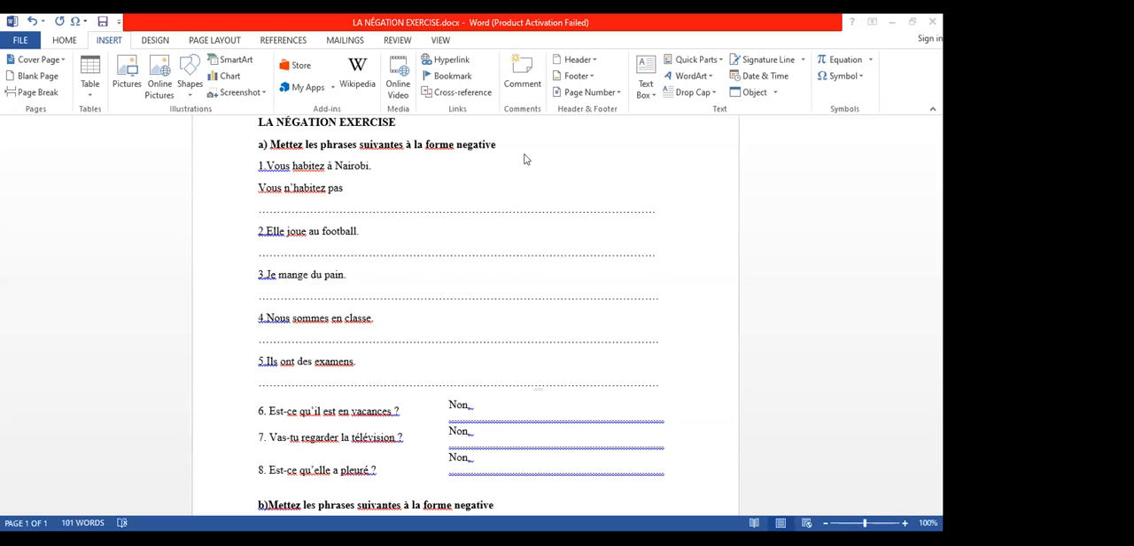Some comes from which verb? Être. Yes, from the verb être. That is the verb it comes from. It has been conjugated in the first person plural. It becomes sommes. Nous sommes en classe. Nous ne sommes pas en classe.